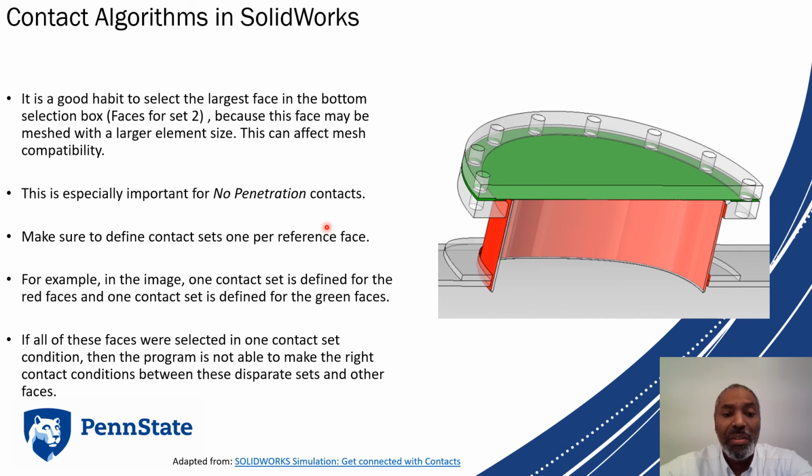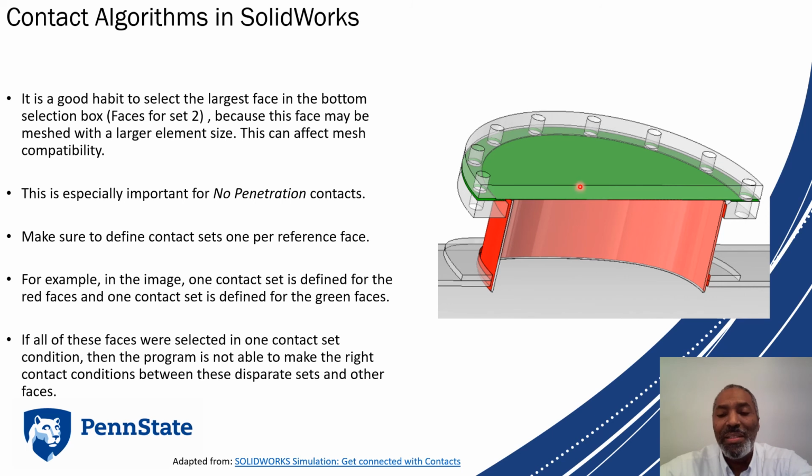Another issue is to make sure that you define one contact set per reference face. So here we have a face, here we have another face. These things may be coming in contact with other things. They're fixed, so they're not necessarily coming in contact with themselves. But if we define both of these two things as a single face, then the algorithm to try and find that intersection is going to get possibly confused because this face and this face are radically different. They have different normals. They're pointing in different directions, different concavity, all of that stuff.